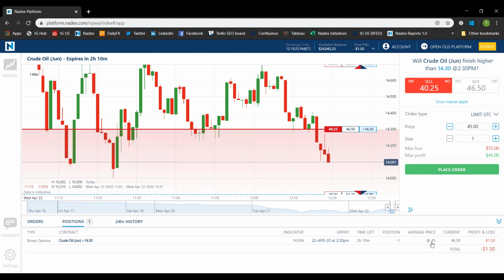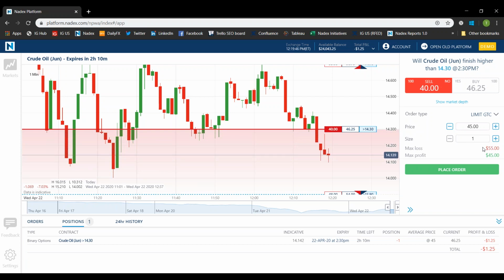That's a binary option, right? I have sold one of these contracts at 45. I could potentially make $45 if it closes below 1430. If it closes above 1430, it'll go to 100 and I'll lose $55.